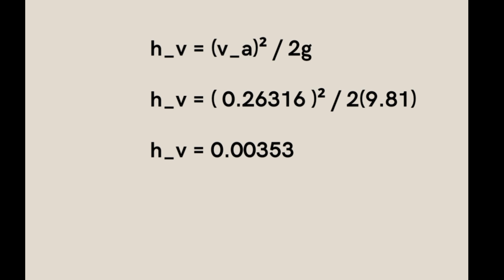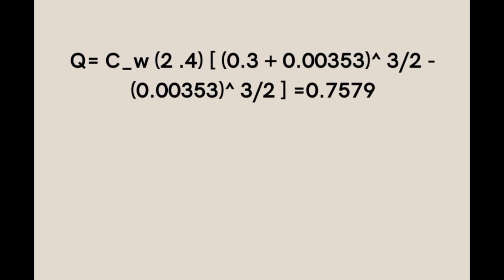Since we already have the needed values for solving the weir factor of this particular problem, we can now substitute them in the general formula for a discharge through a rectangular weir. By calculating this, we can now get the value of our weir factor. Weir factor is equal to 1.891 in this particular problem.